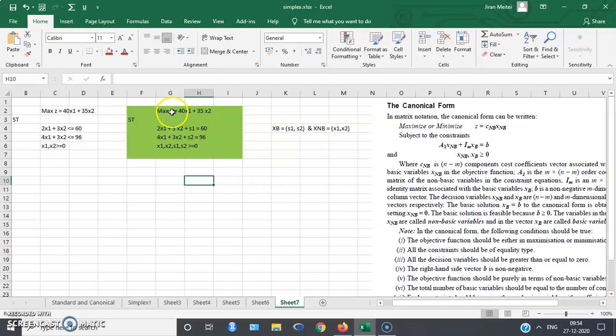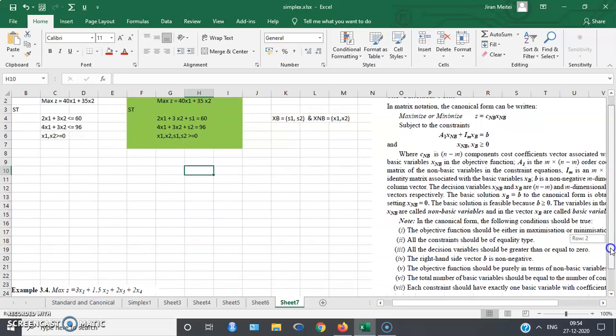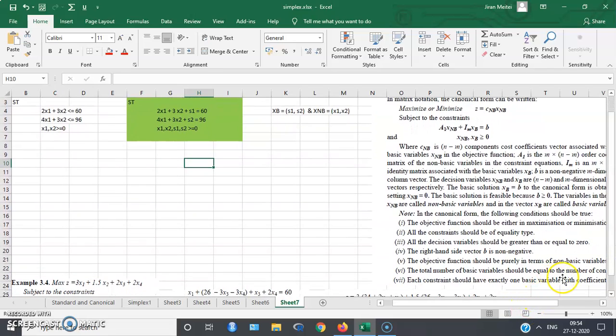Let us check that the objective function is purely in terms of the non-basic variables. The non-basic variables are x1 and x2, so the objective function is now purely in terms of the non-basic variables. So this condition is okay. The total number of basic variables should be equal to the total number of constraints. That also is okay. The total number of constraints is 2. The total number of basic variables also is 2.